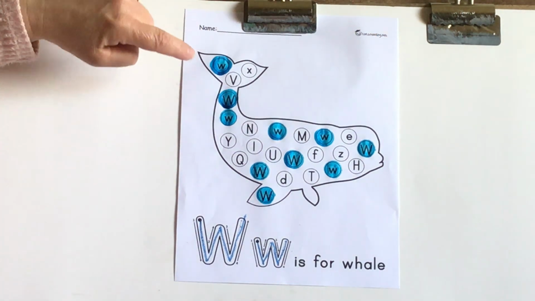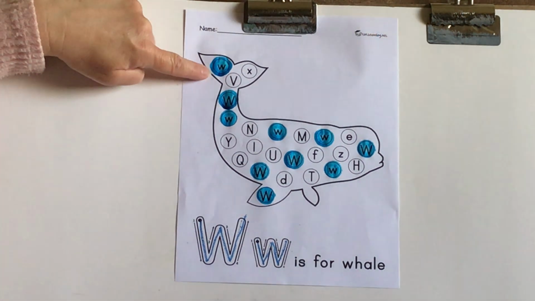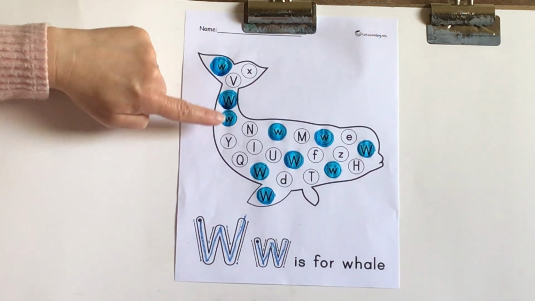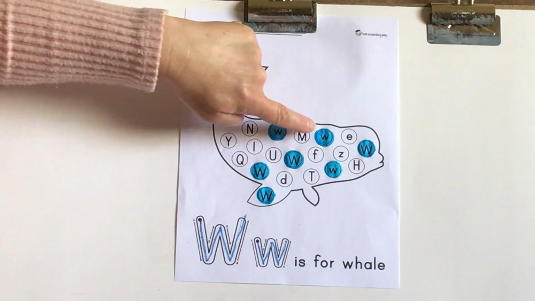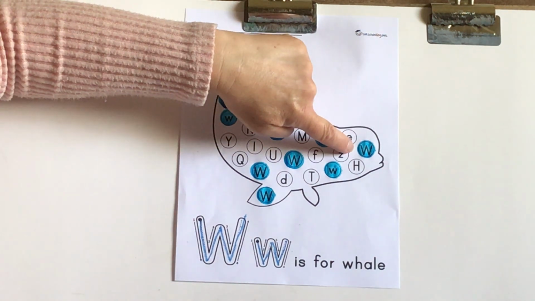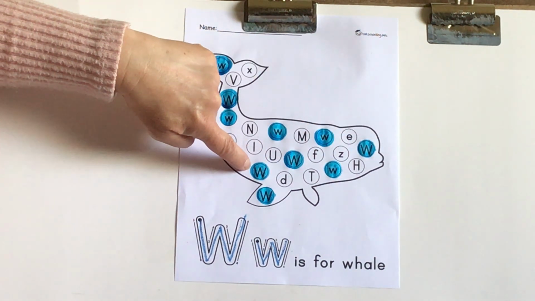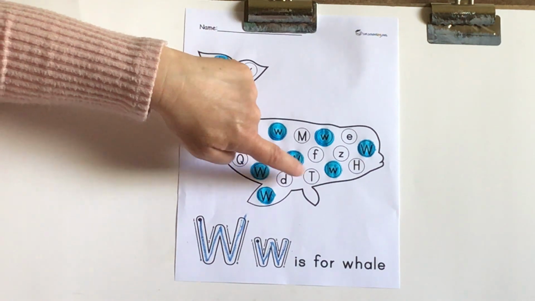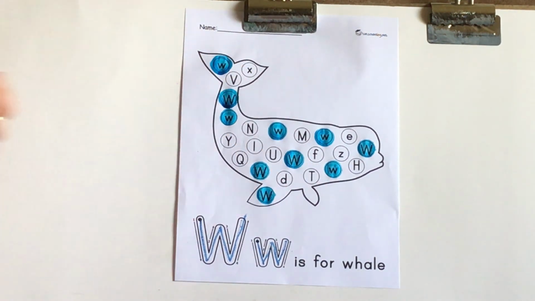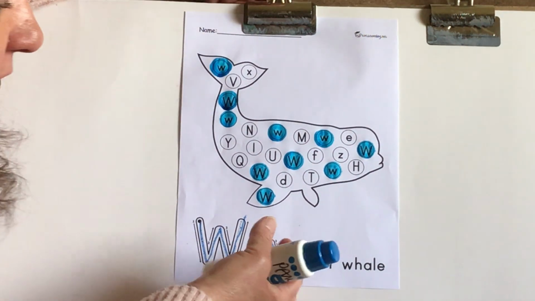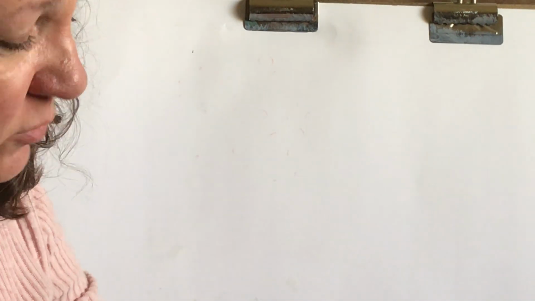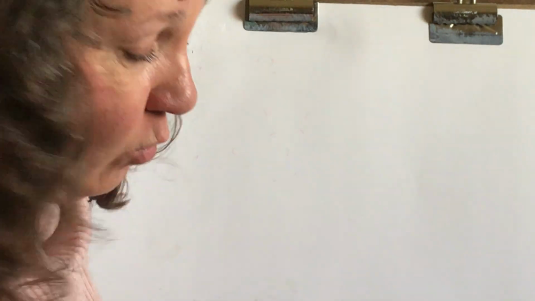You ready to count with me? 1, 2, 3, 4, 5, 6, 7, 8, 9, 10. Okay, we found 10 W's hiding in our whale. W is for whale. Now, I have a story about a man named Jonah and a whale.